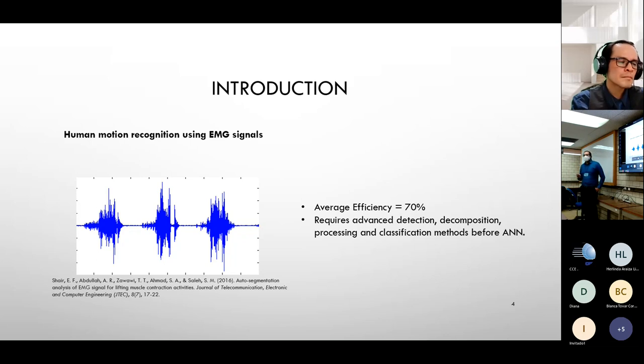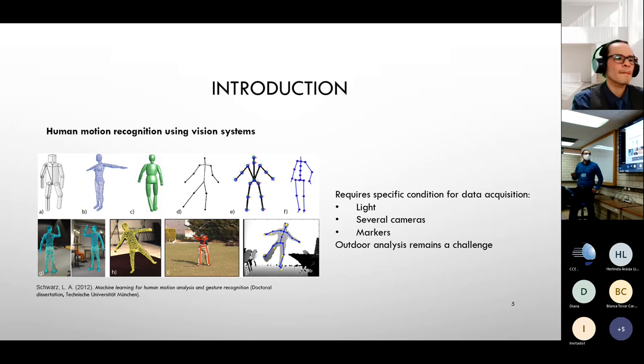However, the average efficiency of EMG signals is about 70% when used for this application, and they require advanced techniques for the detection, decomposition, processing, and classification before their use in artificial neural networks. Vision systems require specific conditions in order to acquire the data, like the light conditions, several cameras to avoid occlusion, and to improve the accuracy, they require markers.